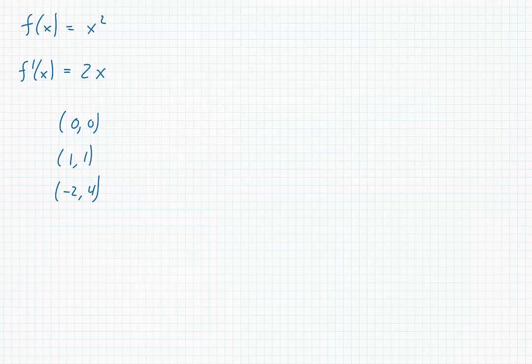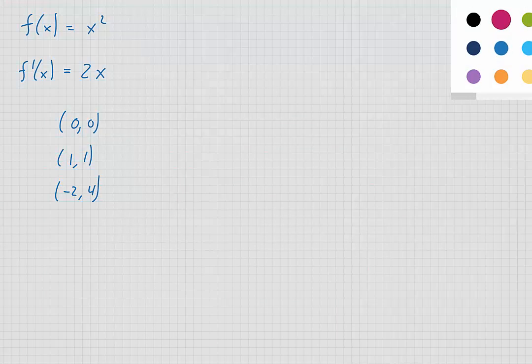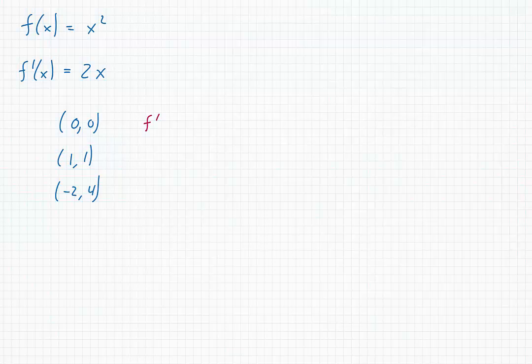What I've done is I've chosen 3 points on the original function f. So I've chosen the point 0, 0, the point 1, 1, and the point negative 2, 4. If we take the x value from each of those points and plug it into f prime, we'll find the slope of the tangent line, or the slope of the function, or the instantaneous rate of change of the function at that point. So for instance, if we consider the point 0, 0, since x is 0, f prime of 0 is also going to be equal to 0.